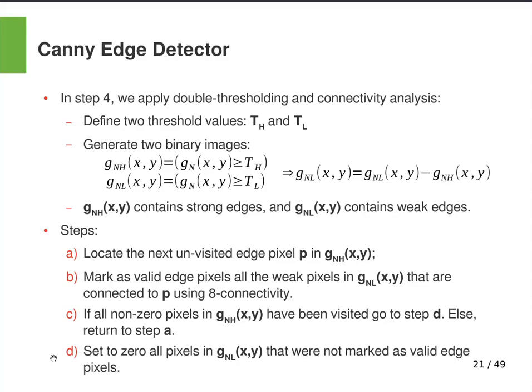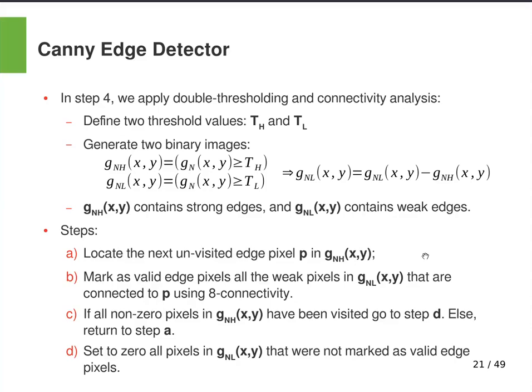So basically, what we do is that we go through all the pixels in gn of h for which the value of gn of h is 1, and then we look for neighboring pixels in gn of l to that pixel in location x and y, and if there are any weak pixels there, we mark them as valid, otherwise we eliminate them. And you repeat that for all the h pixels in gn of h.